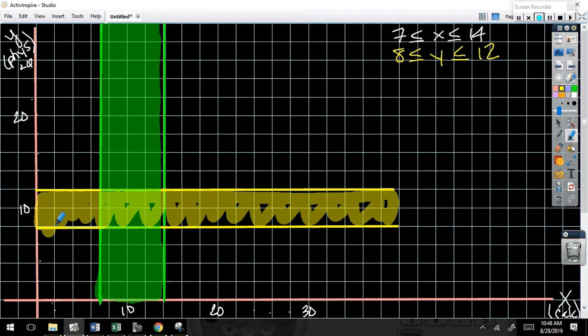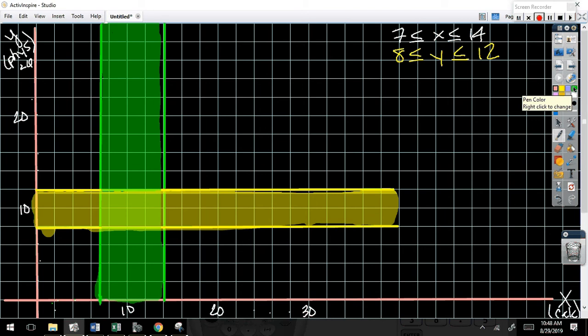This is looking cool. Does it look cool on y'all's paper? All right, and then pink.